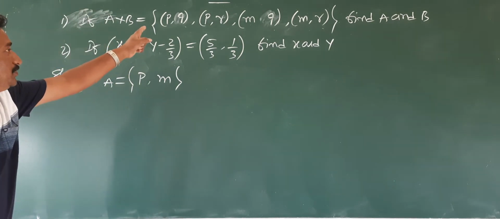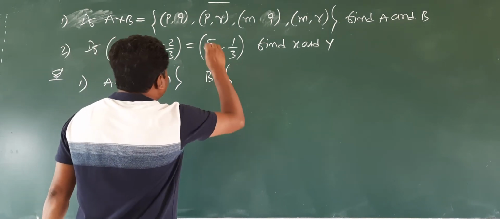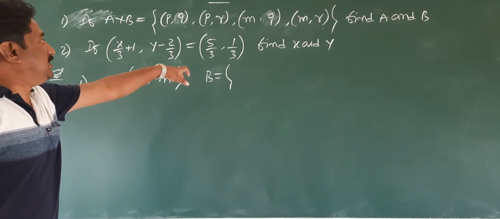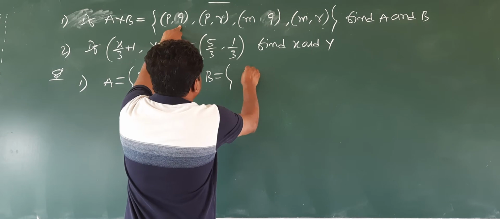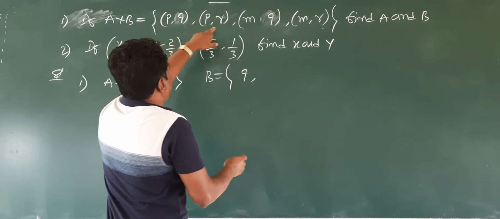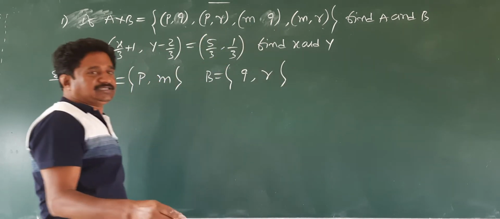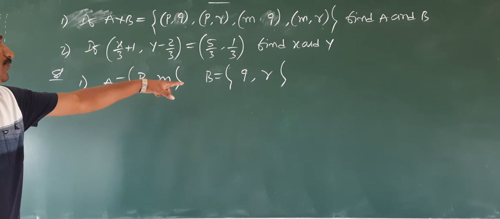Next you write set B. So tell me set B elements, students. For set B, you collect the second entries. So tell me second entries: q, r. So these are the sets. These are the required sets A and B. We solved that first question.